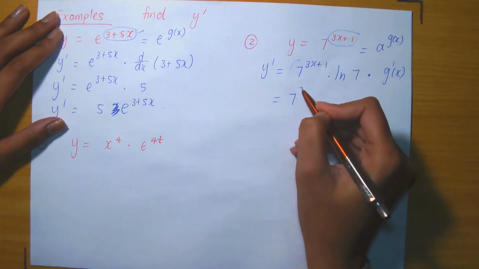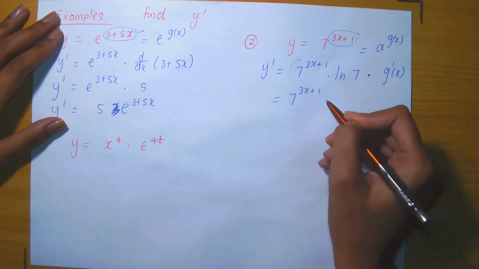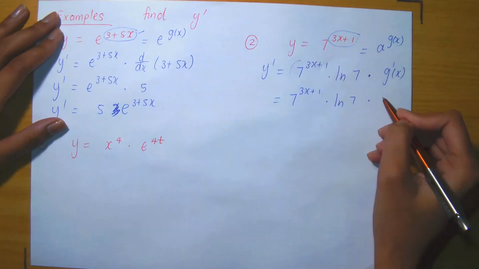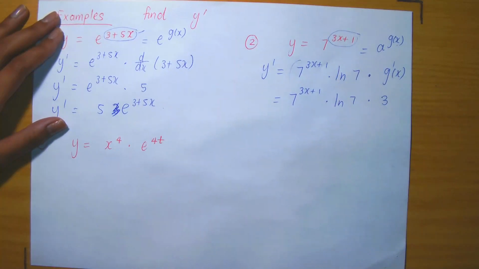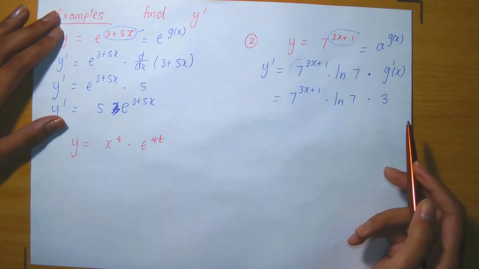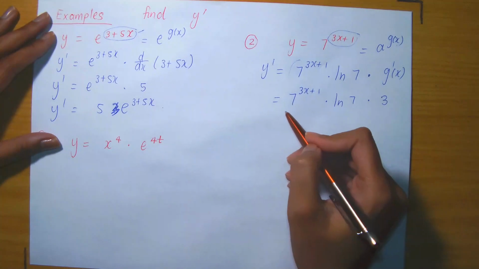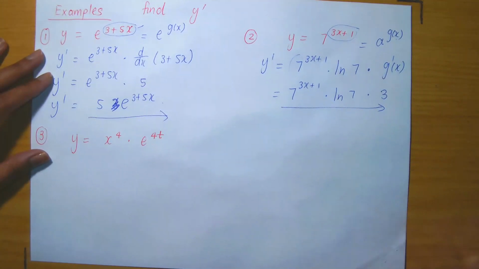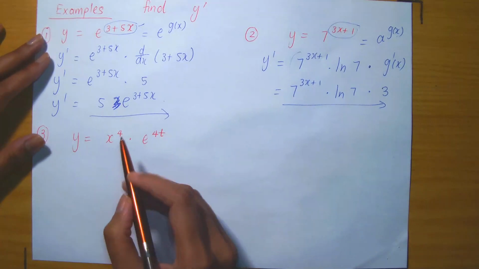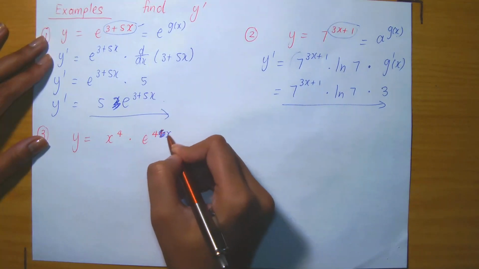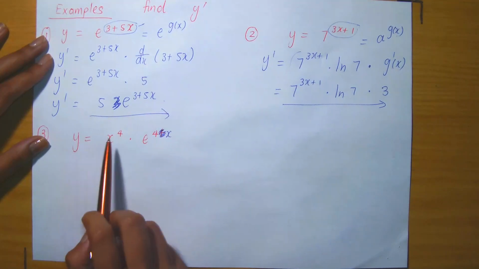So it's 7 raised to the power 3x plus 1 times ln of 7 times the derivative of 3x plus 1, which is just 3. And so you could either stop there, or if you wish you could then simplify if possible, but that is where we will stop. And then finally we now have the following. So observe, this is meant to say x. So y is a function of x.